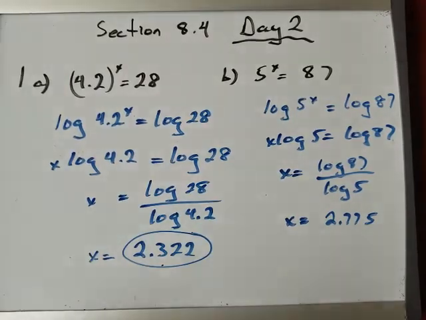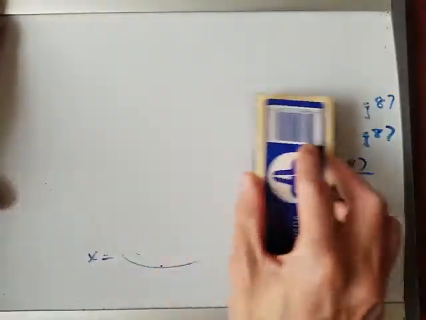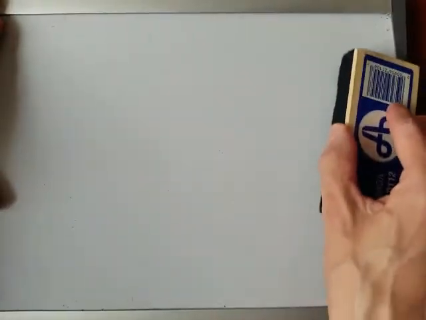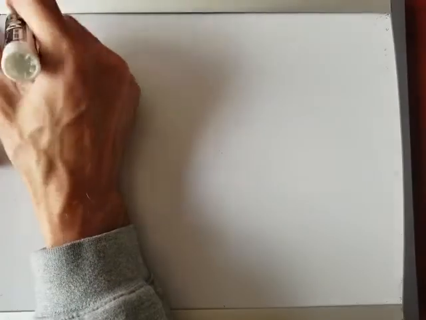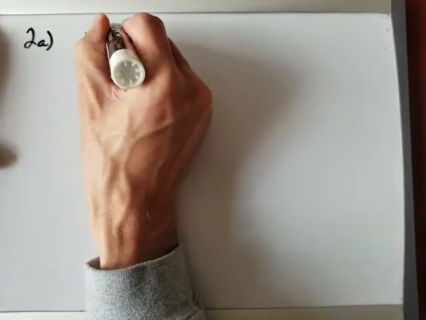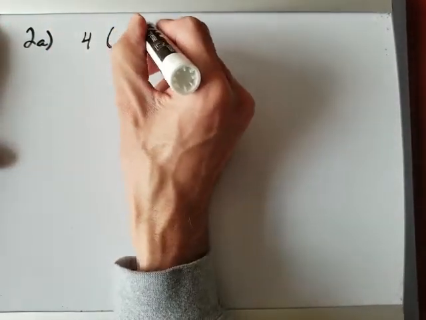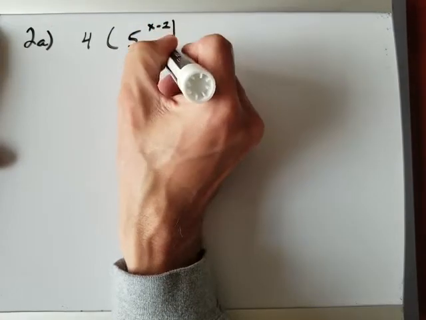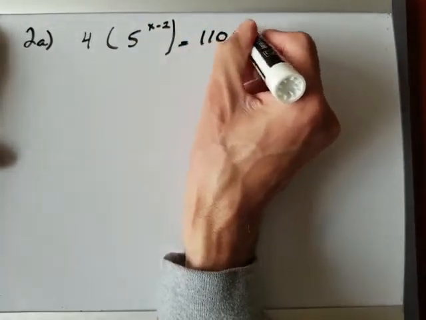So now let's go to number 2, the end of the entire chapter, where we're going to solve exponential equations, and I called it a higher level. For number 2a, I just want to clearly show you what would have been written on the board. It was a 4, then a 5 to the x minus 2, and then 1,100.